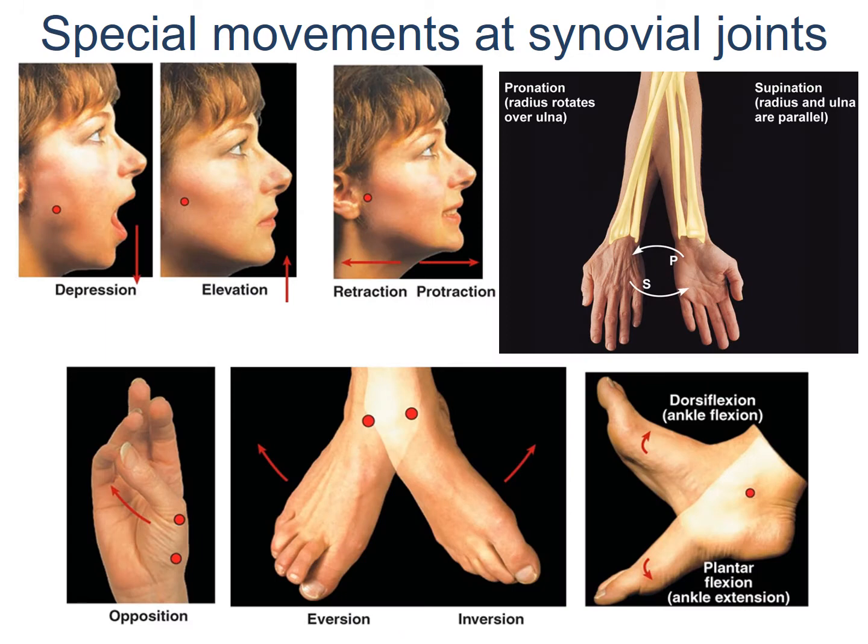All right, and so then here we've got, for the most part, pairs of terms. I'll give you two terms, but they basically are the exact opposite of each other. So a depression means that a body part is moving in an inferior direction. Imagine this woman's lower lip is moving down. The exact opposite of that is an elevation. A body part is moving in a superior direction.